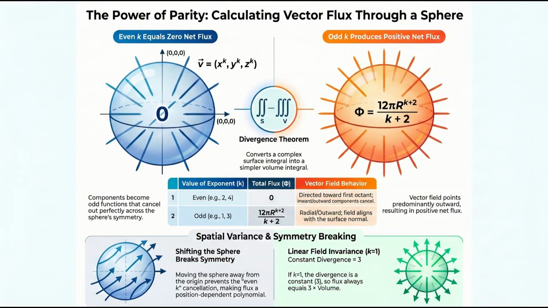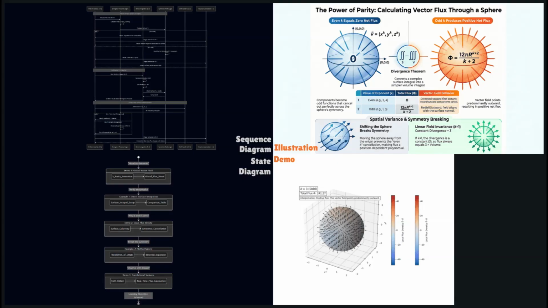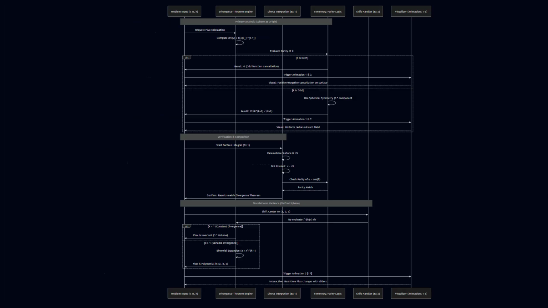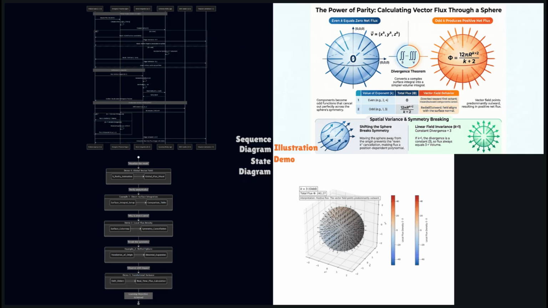The mathematical blueprint. Mapping the invisible flow of vector fields. The core of this exploration lies within the derivation sheet, which acts as the foundational blueprint for understanding how energy or fluid flows through a spherical surface.